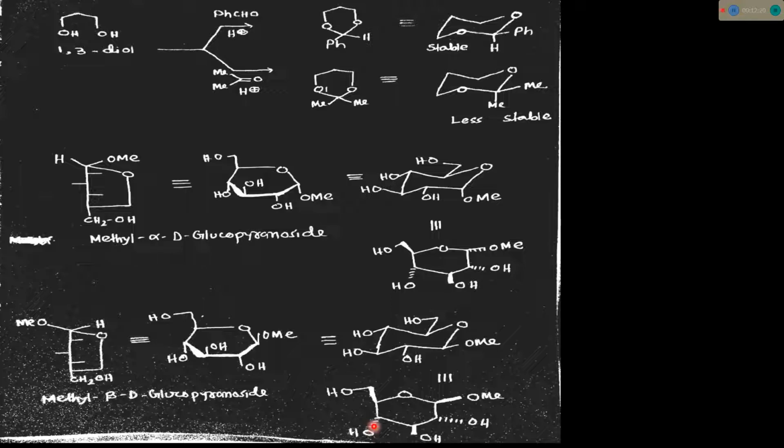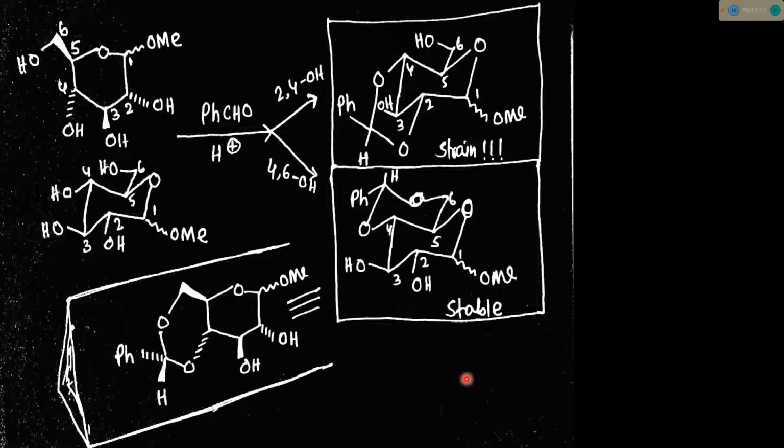So let's see the actual mechanism or actual structure of the product. So this is 1, 2, 3, 4, 5, 6. If we use benzaldehyde in the presence of a catalytic amount of H plus, then there are two possibilities. If the 2 and 4 positions form the 1,3-diol, then we will get this kind of product.